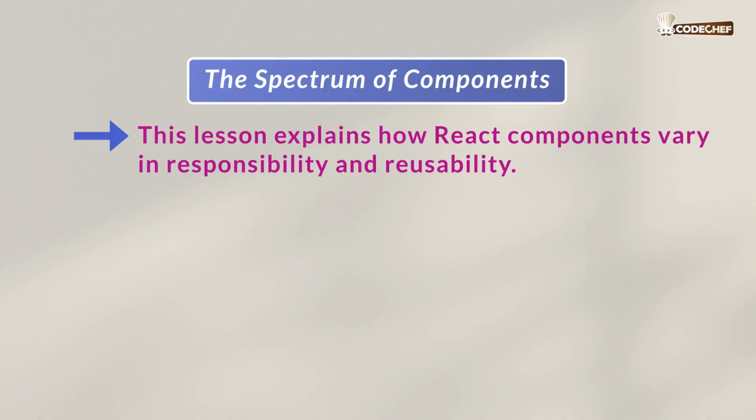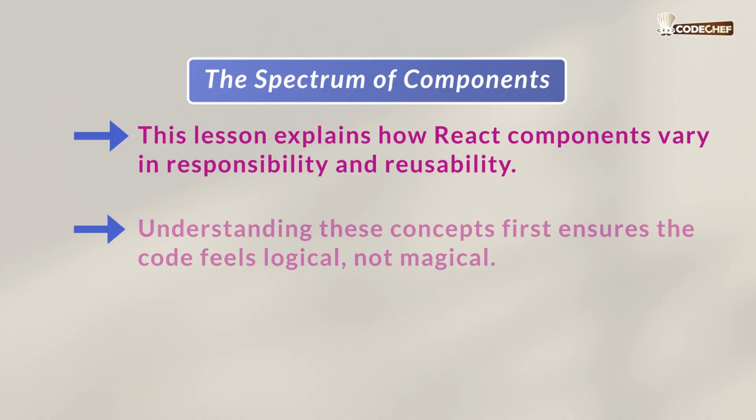Understanding this concept allows you to write cleaner code and allows you to organize your components in a way that it scales naturally when your application grows. So in this lesson, we'll be looking at this concept step by step and understanding it with the help of a practical example. So let's begin. This lesson explains how React components differ in responsibility and reusability. By understanding these concepts first, the code we write later will feel logical and not confusing.